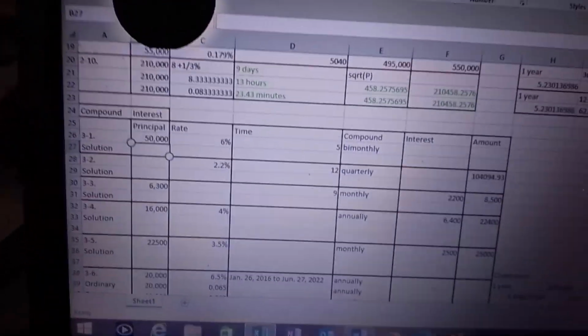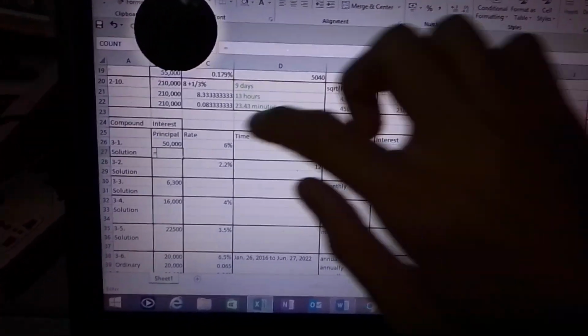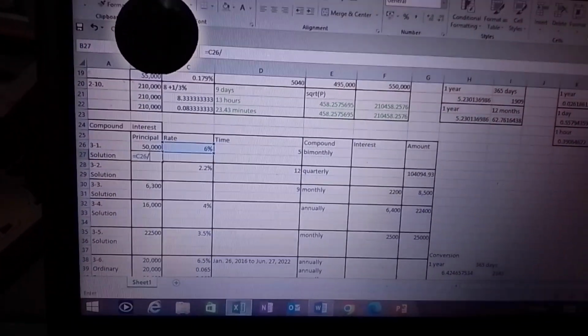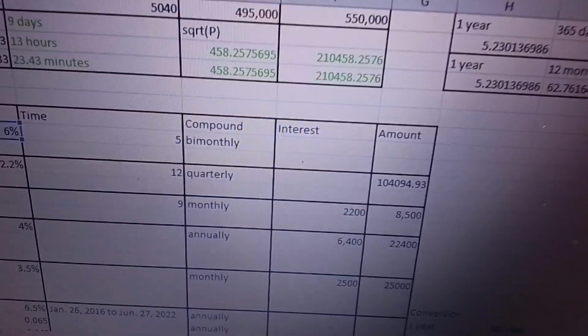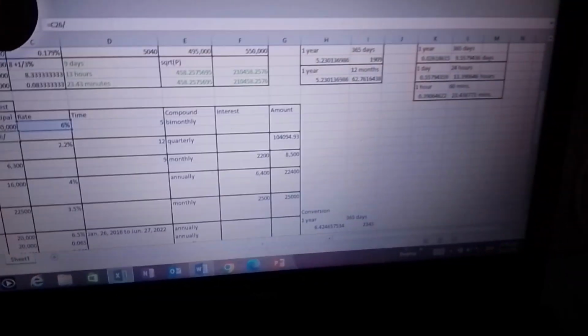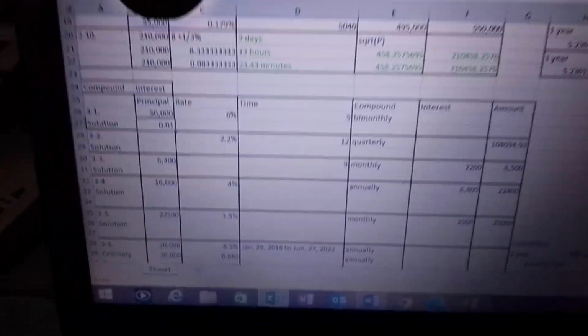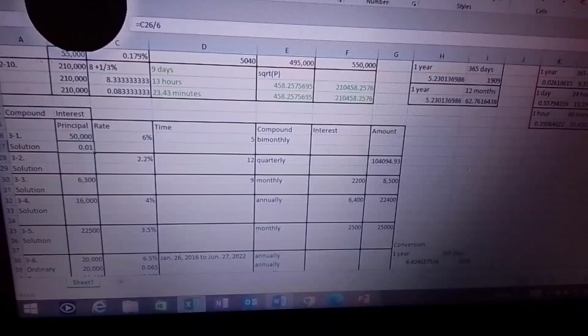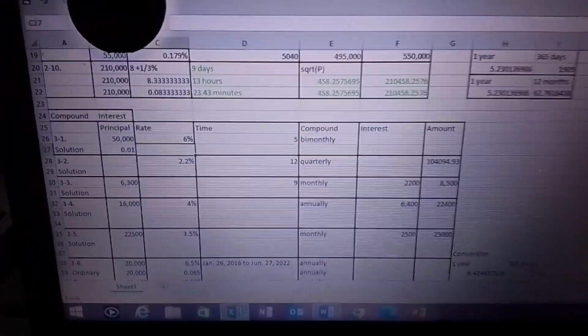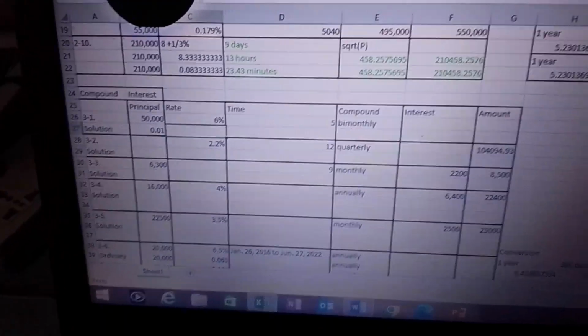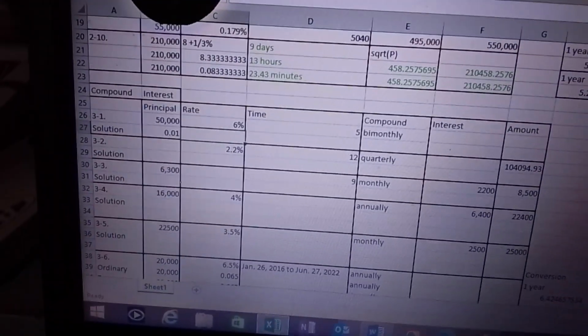So, R divided by C. Therefore, it's 6% divided by, remember what does bi-monthly mean? Bi-monthly means 6. So, dividing that by 6, you get 0.01. Therefore, that's 1%. Now, the next thing is we need to add 1. Because if you do PEMDAS, this is the formula of compound interest. So, the R divided by C, we already did.